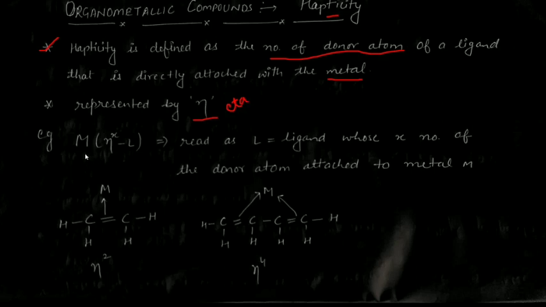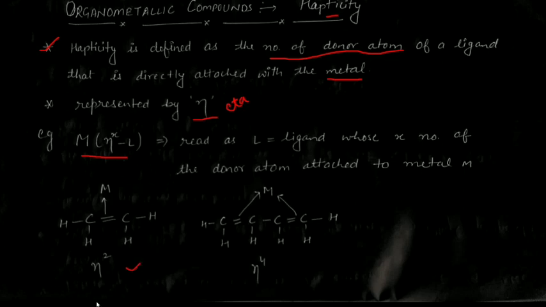For example, an organometallic compound and its hapticity can be represented as M eta X L. Here M is the metal, eta is the hapticity, X is the number of donor atoms of the ligand L. Hapticity can be explained with this example. Here the ligand is ethene and M is the metal. This metal M can attach either with this carbon or this carbon. So its hapticity is 2.